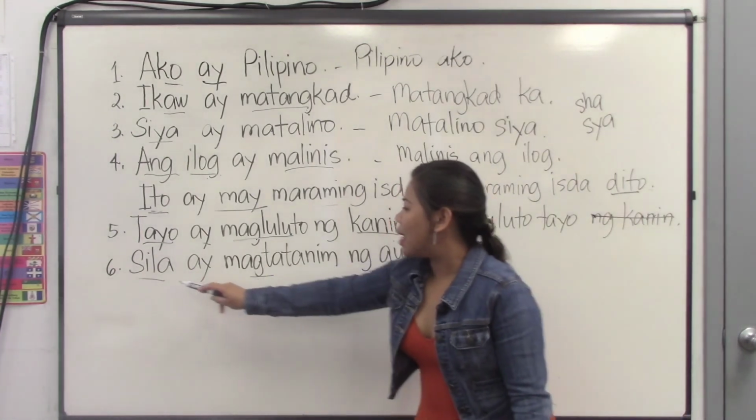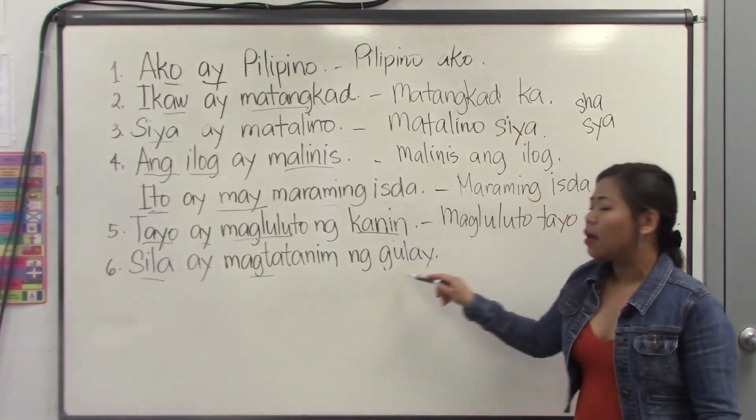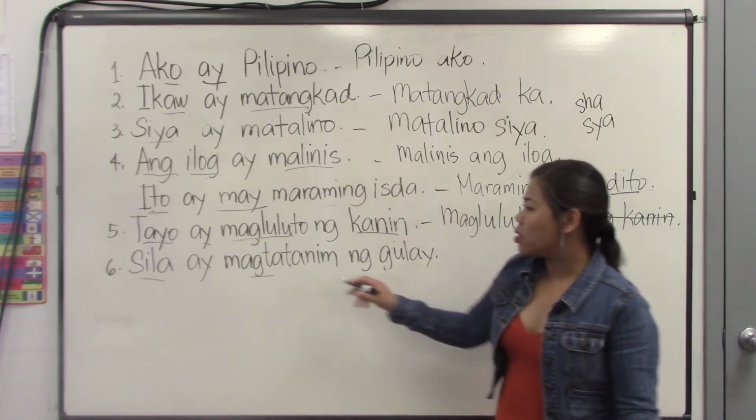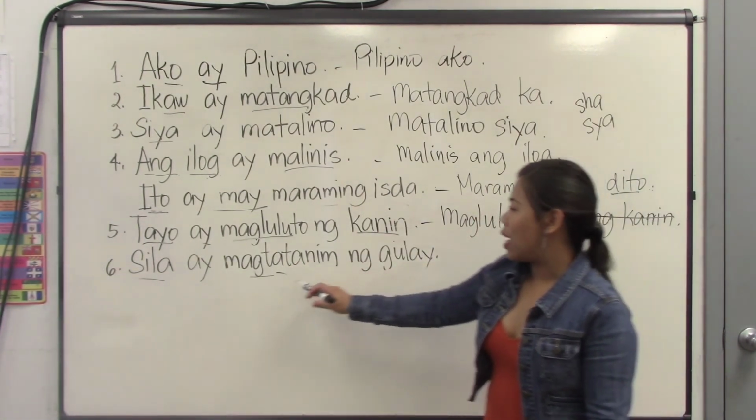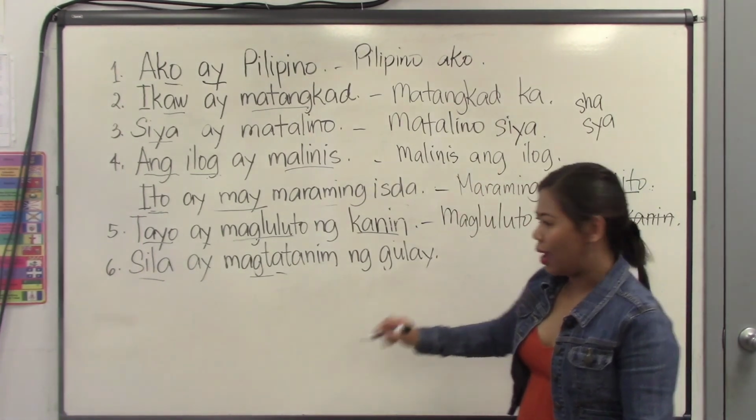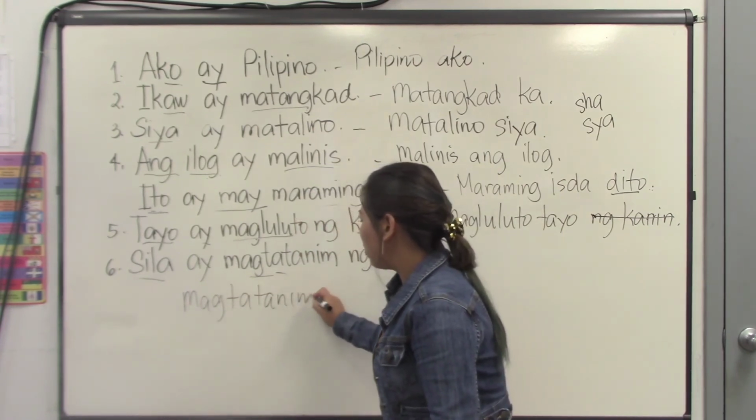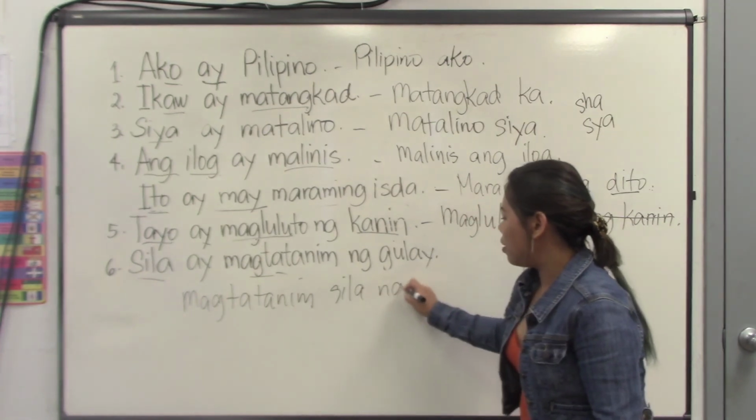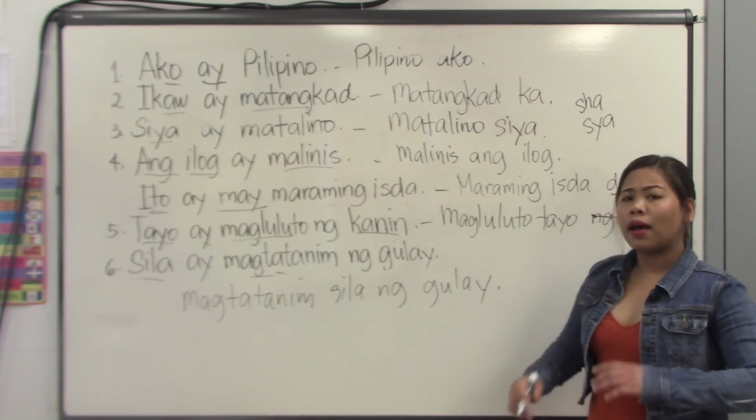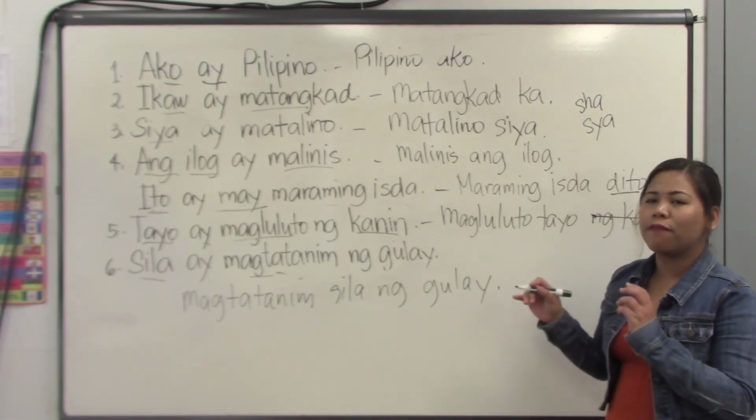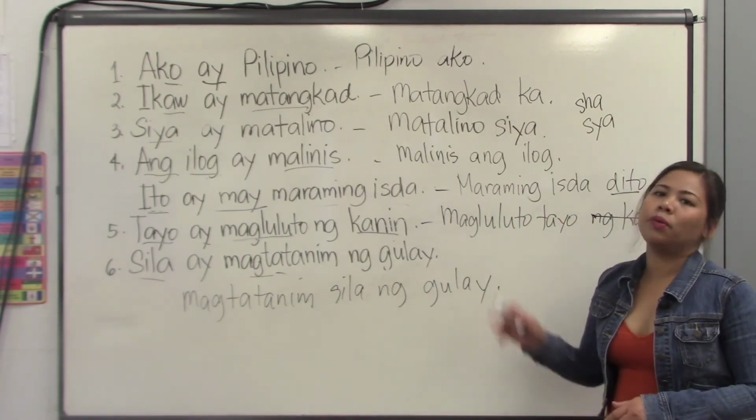The last one. "Sila ay magtatanim ng gulay." They are going to plant the vegetables. So, in the passive voice, we are going to focus our sentence on the verb. So, we would say, "magtatanim sila ng gulay." Okay? It might sound a bit hard because it's just the first attempt that we did this, but in the next lessons, they will be easy for you.